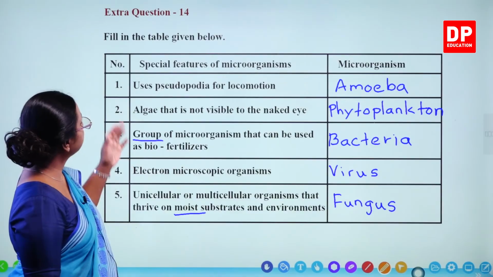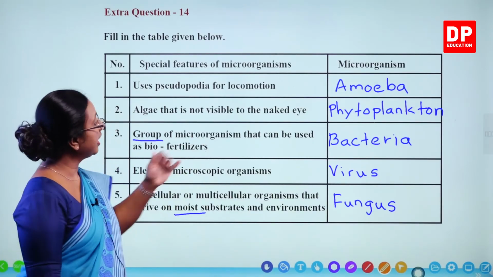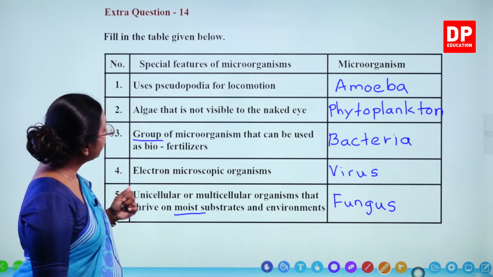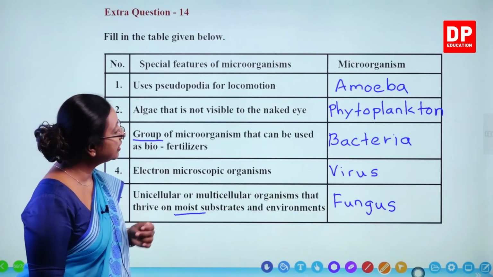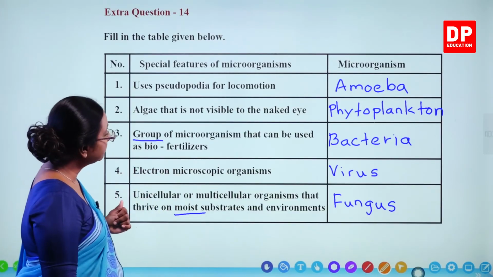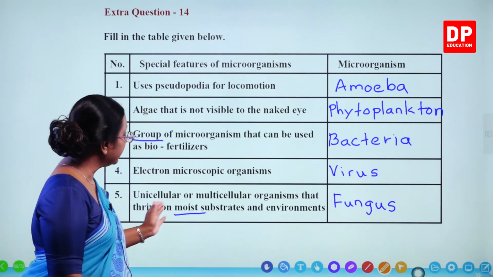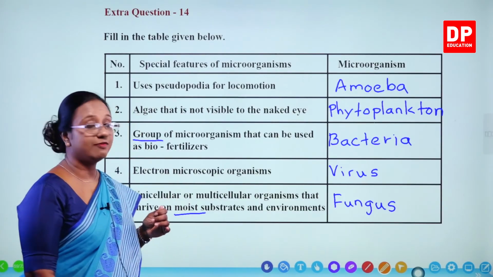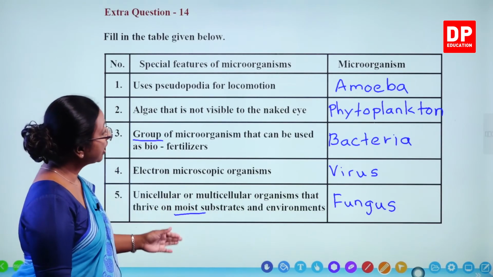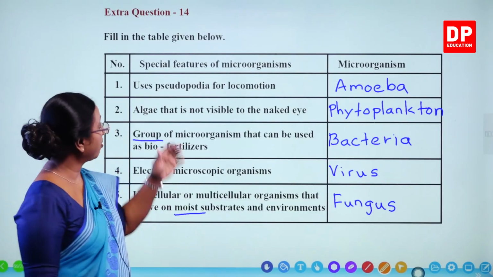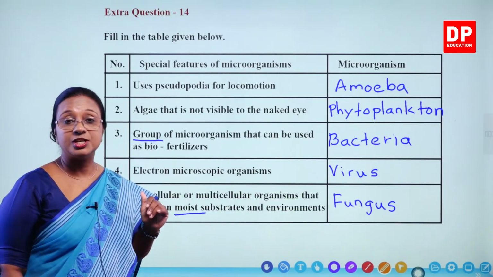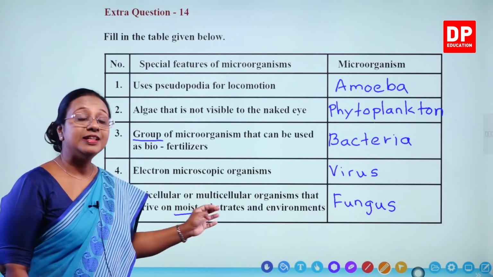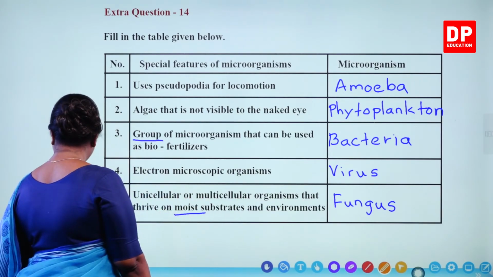So now you can see, uses pseudopodia for locomotion, amoeba. Algae that is not visible to the naked eye, phytoplankton. Group of microorganisms that can be used as biofertilizers, bacteria. Electron microscopic organism, virus. And unicellular or multicellular organisms that thrive on moist substrates and environments, fungus. So those are the different types of microorganisms relevant to these special features. I am sure you would have been able to write these down. With that, I am going to move on to the next one.